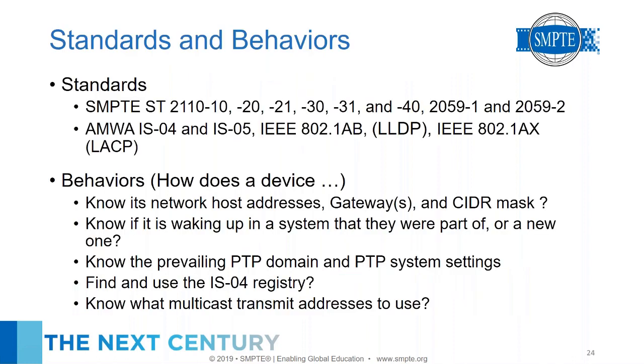Now, standards, we've got lots of standards. They're all well known at this point, but the behaviors are where the work is here. How does a device wake up and know its place in the network? How does it know that it's in a new system or in the system it was part of when it was last powered up? How does it know some of the PTP information that it needs to know? How does it find that ISO4 registry? And how does it know what multicast addresses to use? Because there has to be coordination of that.